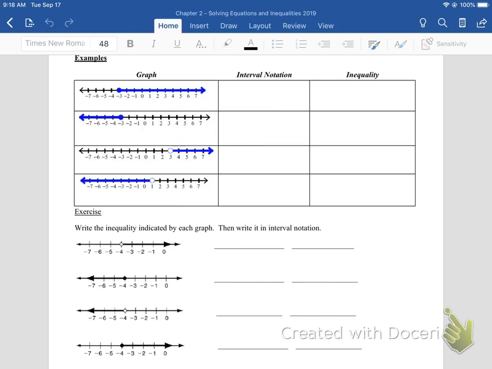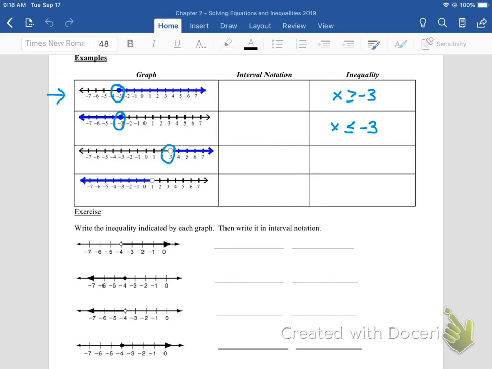Okay, so back in the packet, we are going to first write an inequality for the graph and then put it in interval notation. Okay, so first one here, this is showing all the numbers that are greater than or equal to negative 3. And I know it's equal to because it's got the equal to sign there. So for an inequality, I'm going to write x is greater than or equal to negative 3. Okay, this one is negative 3 also, but it's going down. That's x is less than or equal to negative 3.